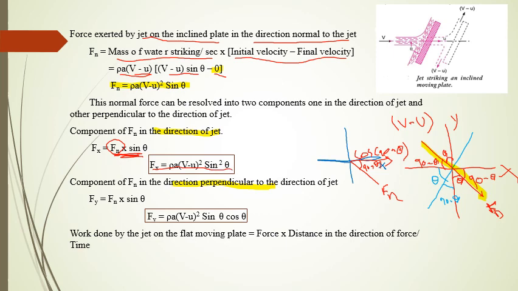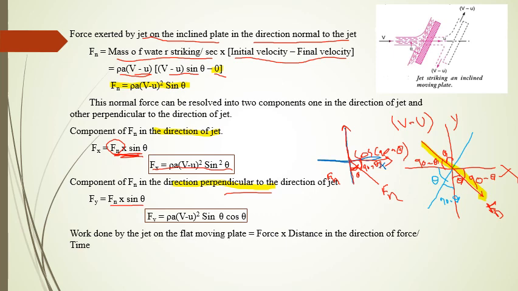In the same way, we have to find the force in the direction perpendicular to the jet. This is the perpendicular direction. Here the angle is theta. So this is also perpendicular direction. Here the force will become Fn into, the angle is 90 minus theta, so we can write Fy equal to Fn cos theta.